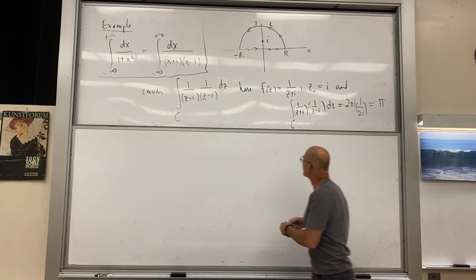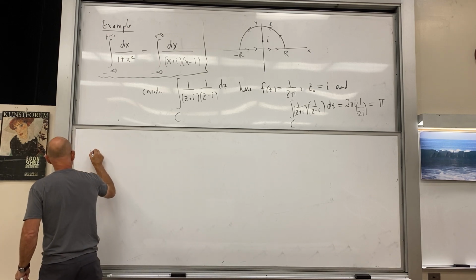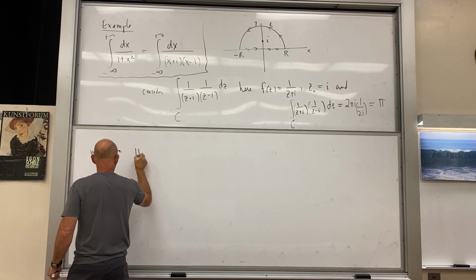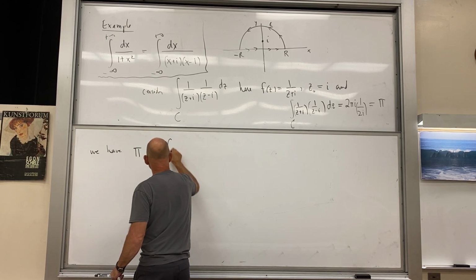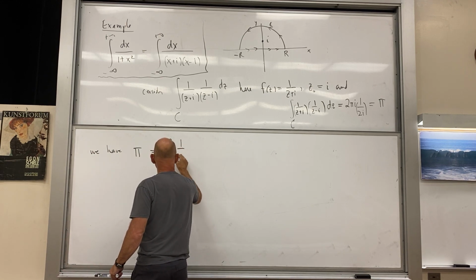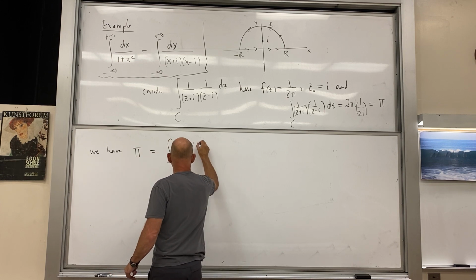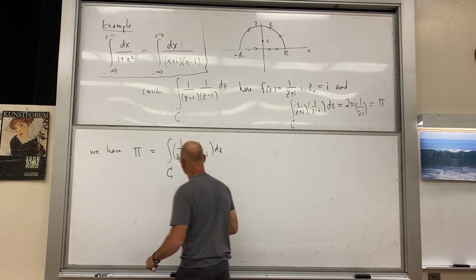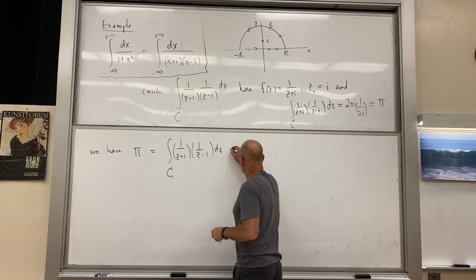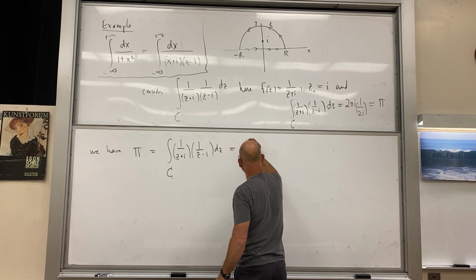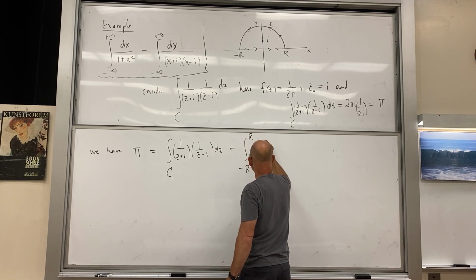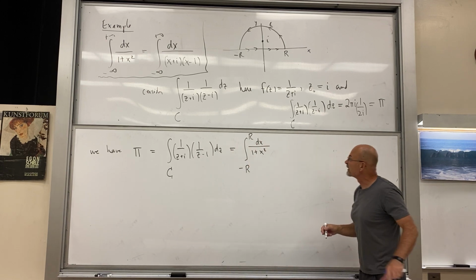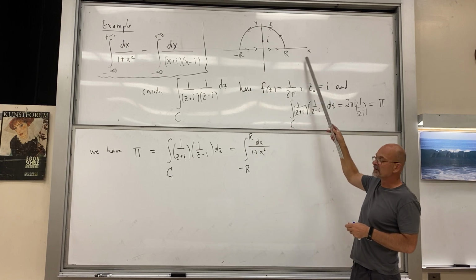So I'll write this in this order here. So we have pi, that was what we found, equal to the integral of 1 over z plus i, 1 over z minus i, dz along this path. And that is equal to, so this integral is equal to the integral from minus R to capital R of dx over 1 plus x squared, because that's the part that is along the real axis, okay?